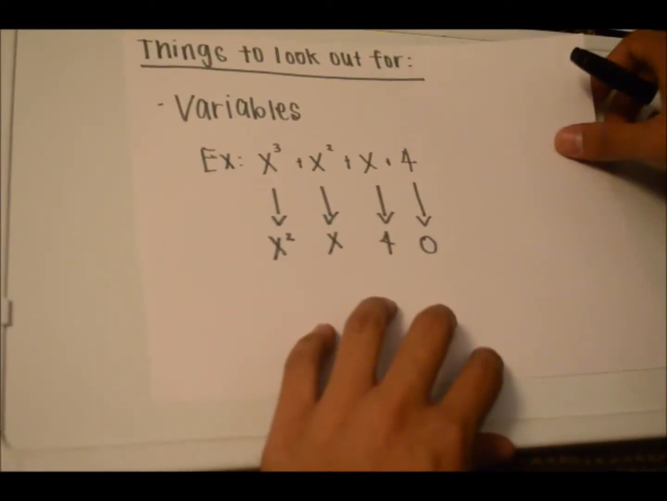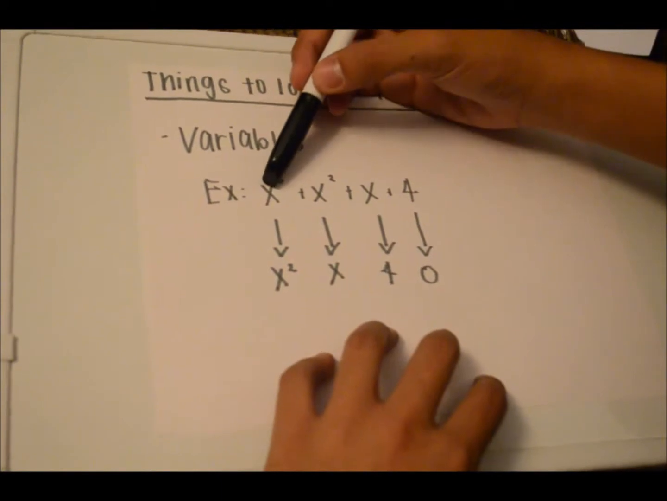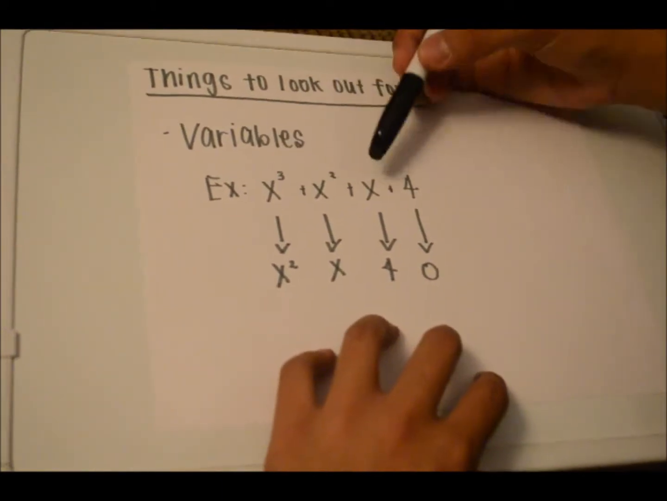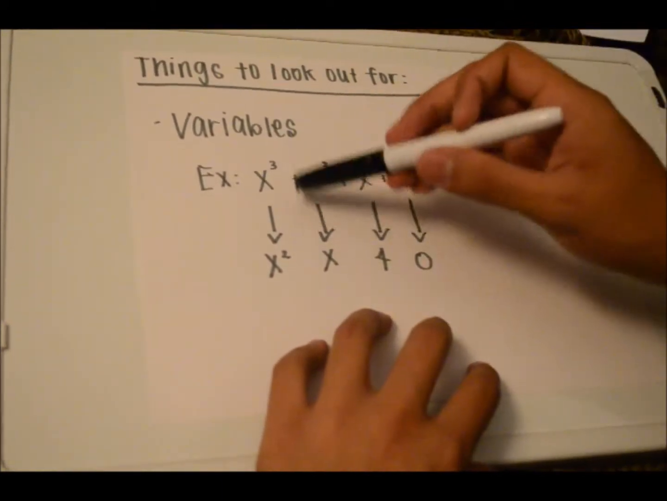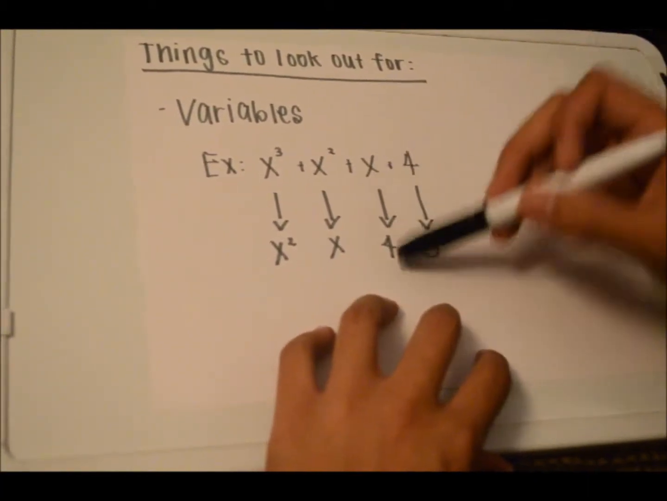Variables are always going to be one less power from the original dividend, in which an example would be x cubed plus x squared plus x plus 4, in which the quotient would be x squared plus x plus 4.